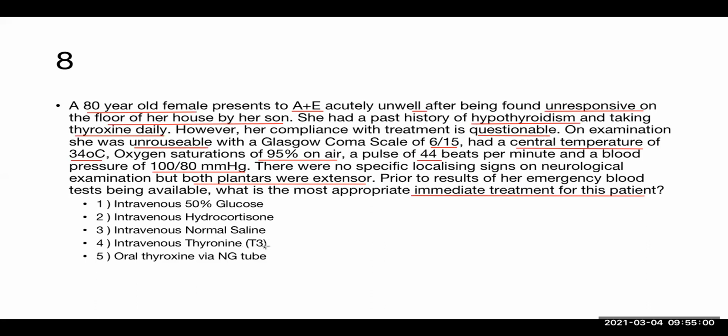Intravenous thyronine, or triiodothyronine, T3. This is the correct answer here, because this is a case of myxedema coma and I have to give hormone here. Oral thyroxine via NG tube. Thyroxine can be given, but thyroxine takes time to act. We have to give medicine quite quickly here because this is an emergency case already. So this is the way you can reach the answer very well.